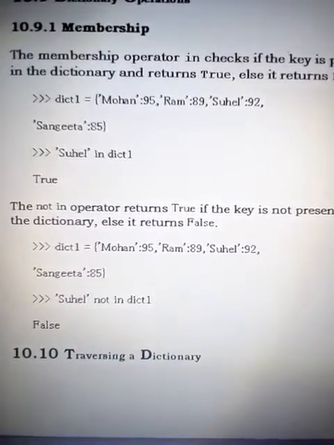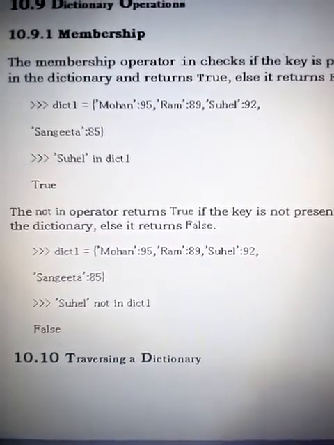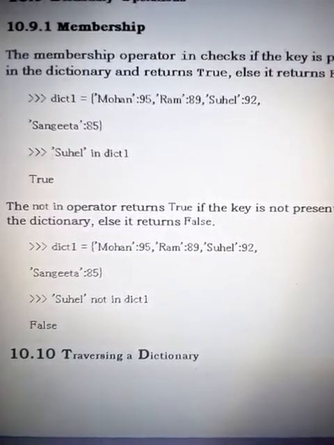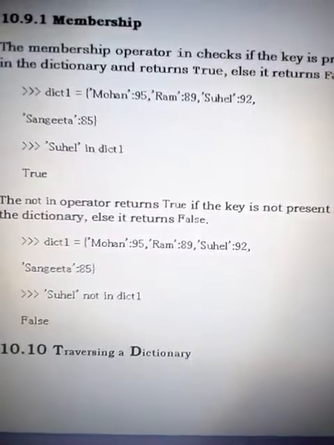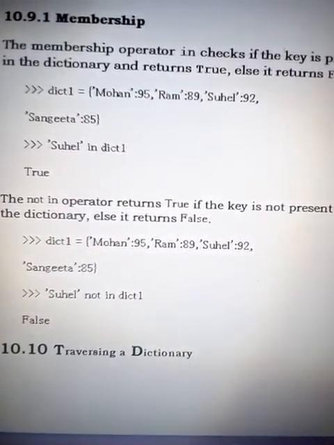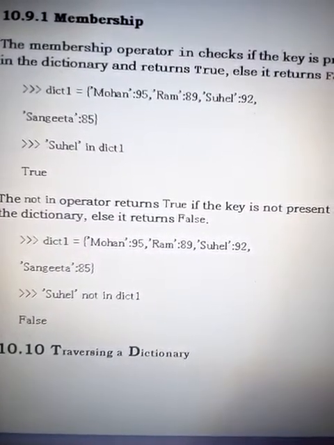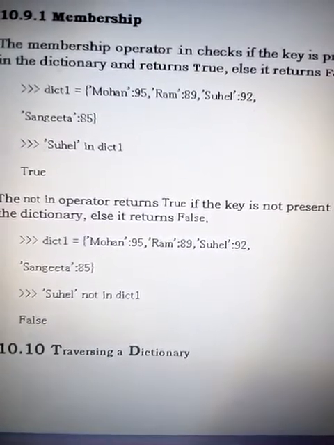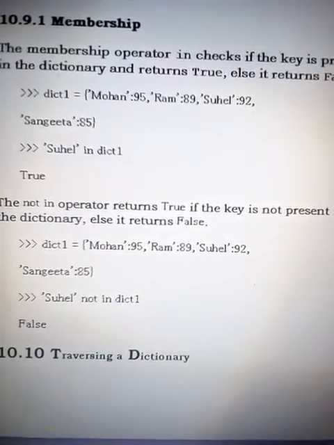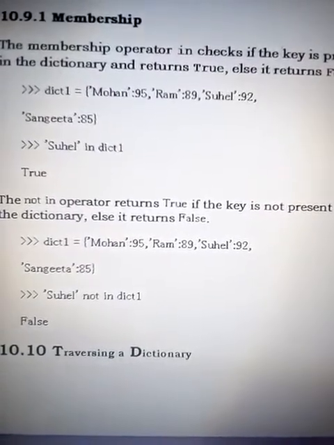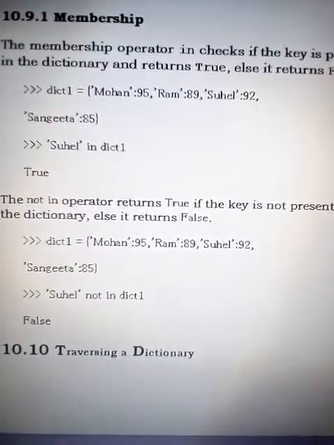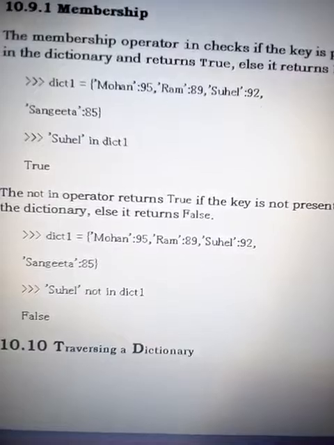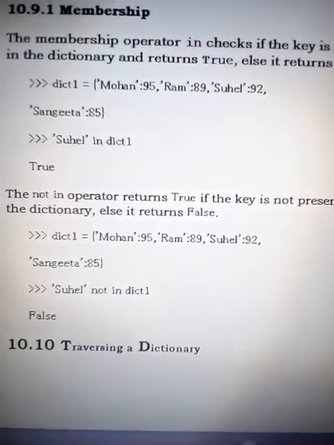Four elements are here. Now, Suhail in dict 1: we are searching for the Suhail key in dict 1, so it will provide us the result as true or false. That means it will return a boolean value, either true or false, because membership operators return only two values. If it finds it existing, it will return true, otherwise it will return false. So Suhail exists in dict 1, so it will return the value true as output.